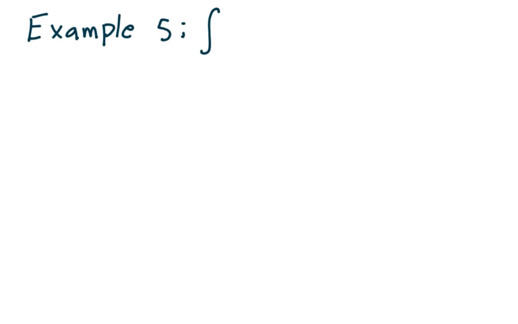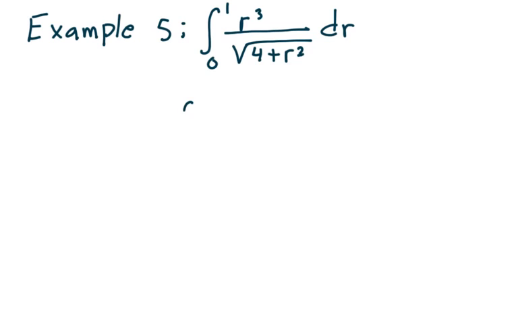Suppose I had the integral, let's do this one, the integral from 0 to 1 of r cubed divided by the square root of 4 plus r squared dr. So I'm going to do a little trick here for this one, and this just takes time. So I'm going to go from 0 to 1.